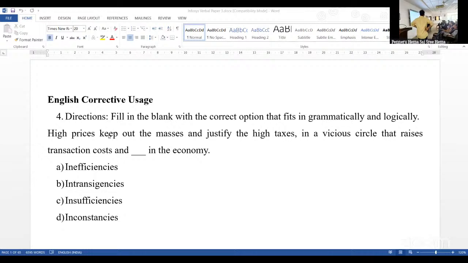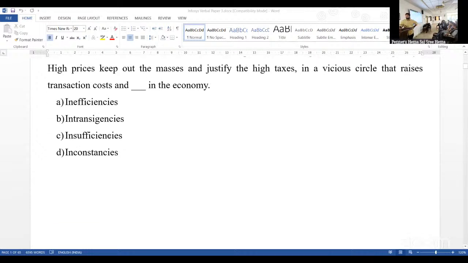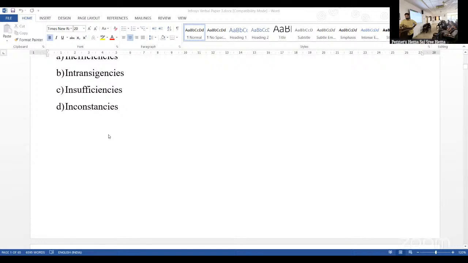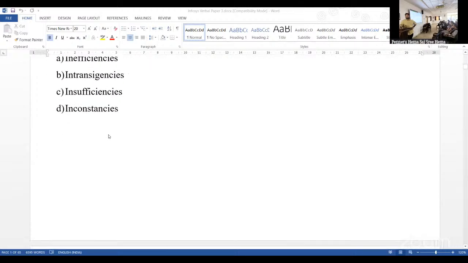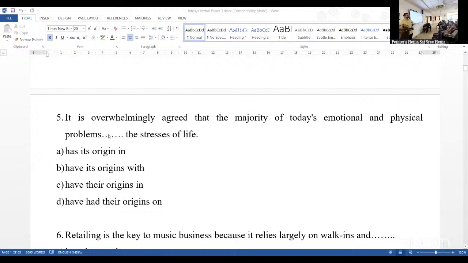Next one, high prices keep out the masses and justify the high taxes in a vicious circle that raises transaction costs and dash in the economy. Consistencies, constancies. So it is insufficiencies. Sorry, inefficiencies. A. Inefficiency, we don't say insufficiency, right? Next one.